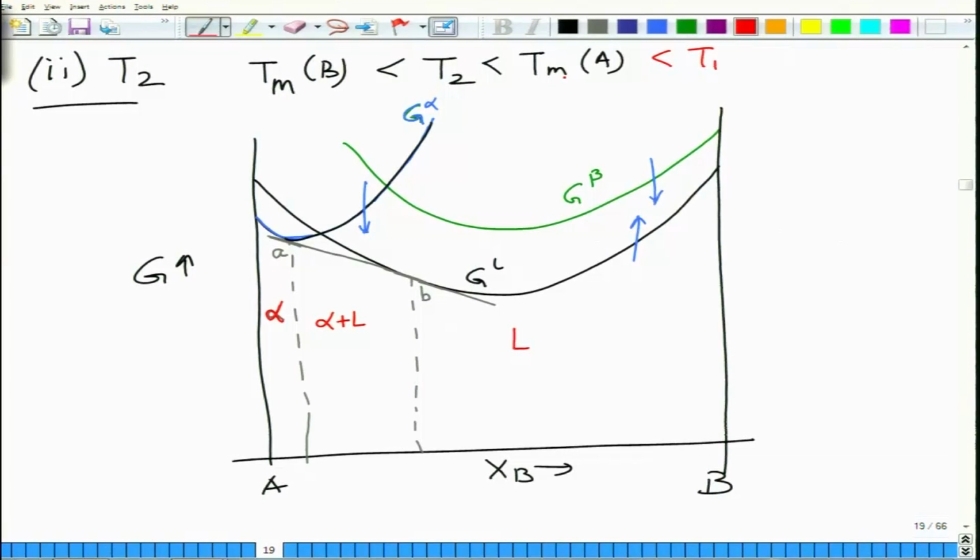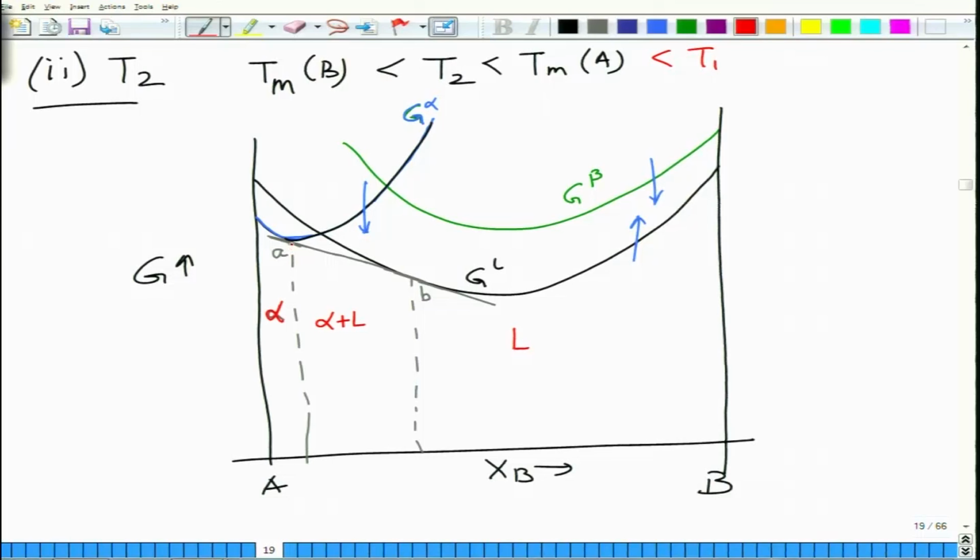Since the temperature is higher than the melting point of B and lower than the melting point of A, the alpha phase, which is the solid solution of B in A and has a similar structure to pure A, starts to stabilize. So the free energy of the alpha phase lowers with respect to the free energy of liquid, but the free energy of the beta phase, which has the same structure as B, is still high, and as a result we form a two phase region on the A rich side.